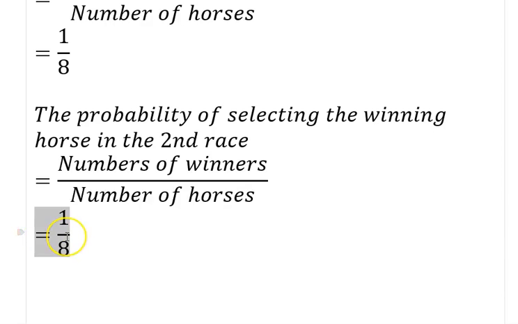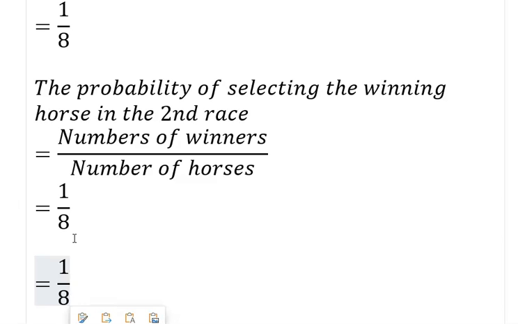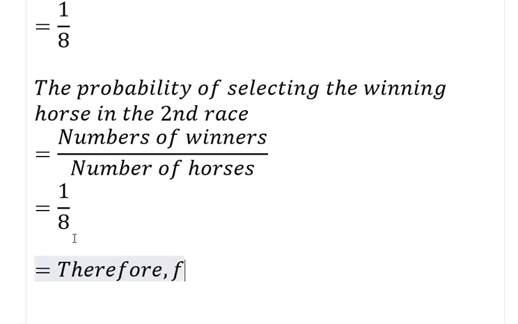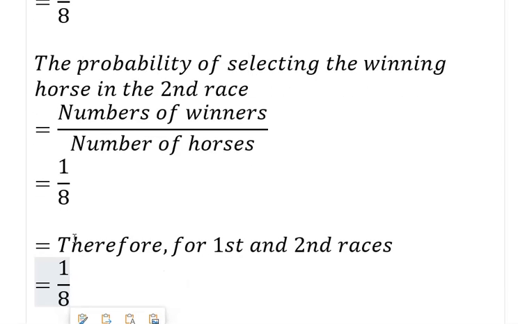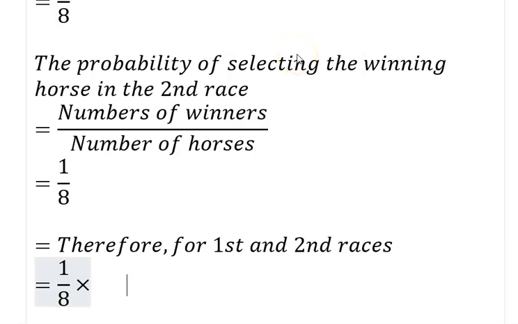So, we now say, therefore, for first and second races, for the first race is 1/8, then for the second race is also 1/8.